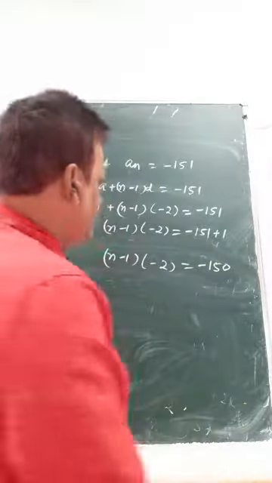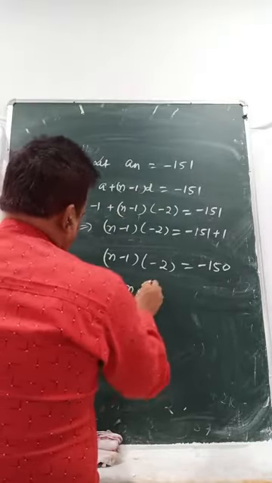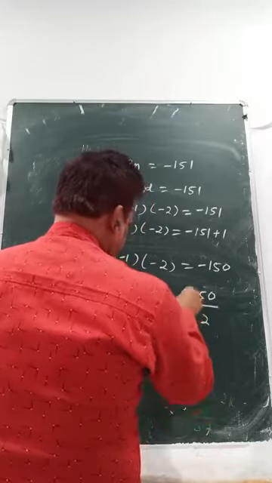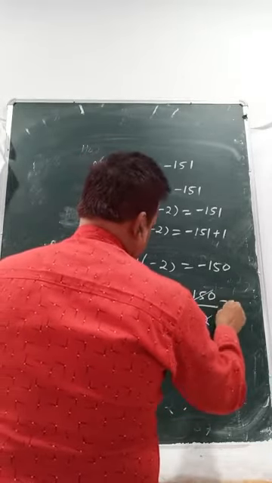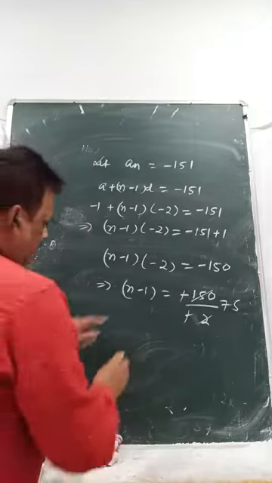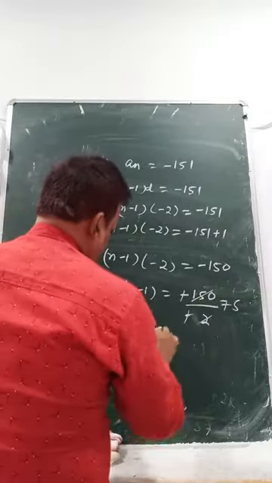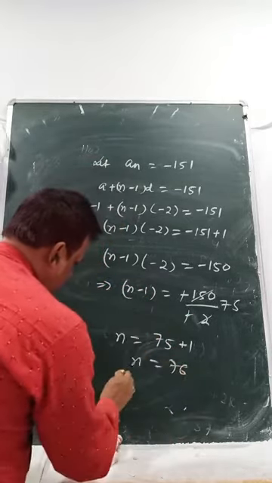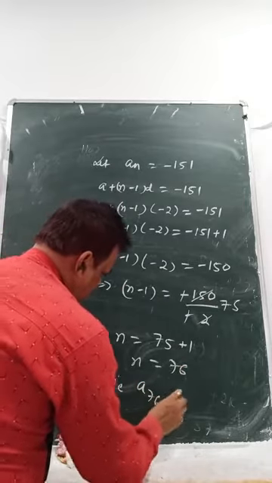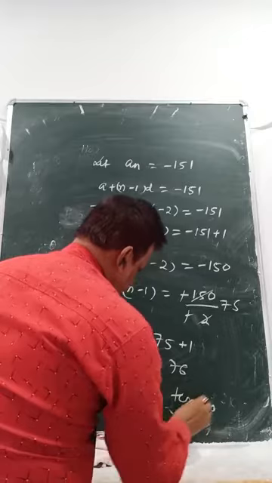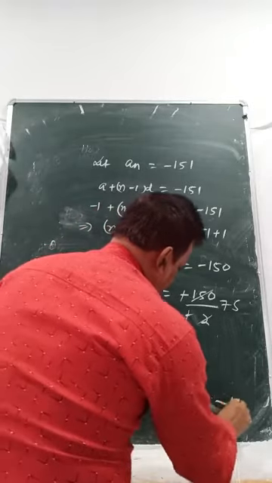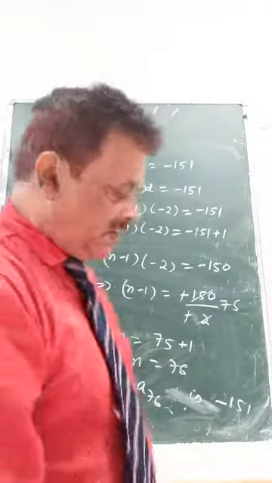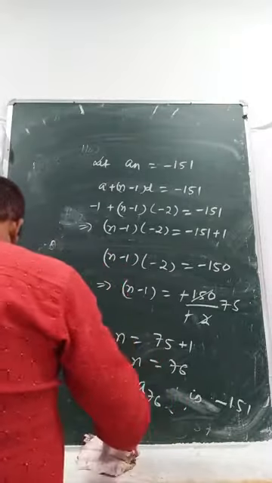Minus 150. Then n minus 1 equals minus 150 by minus 2, that is 75. So what is it? That is 75 plus 1. n is equal to 76. That is, a76 is minus 151. The 76th term.